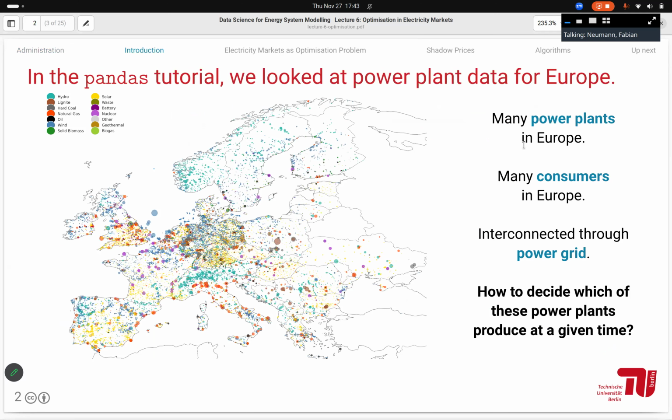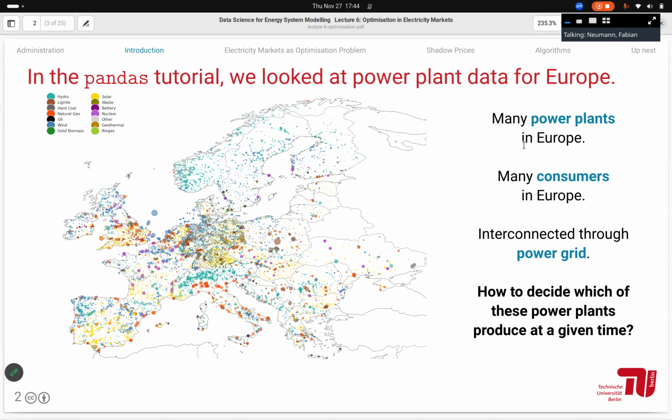So if you think back to the pandas tutorial, in one of the first Python tutorials we had in this course, we worked with this data set of power plant matching of power plant data in Europe. And what we have as a precondition here is that we have many different power plants in Europe, many consumers also in Europe, that are all interconnected through the power grid. And the guiding question for this lecture would be, how do we actually decide which of these power plants produce at a given point in time?